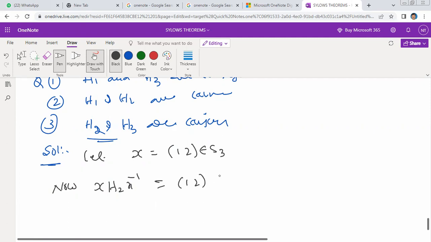What is our H2? Can you tell me the elements in H2? Please tell me that H2. The set {I, (1 3)}, multiplied by x inverse. x inverse means (1 2) whole inverse.